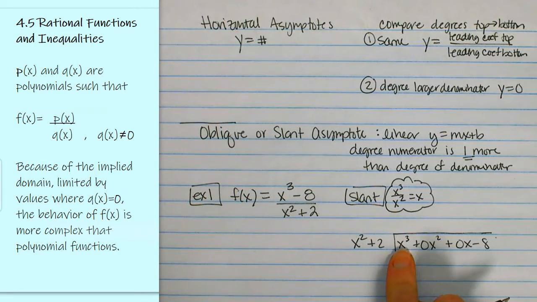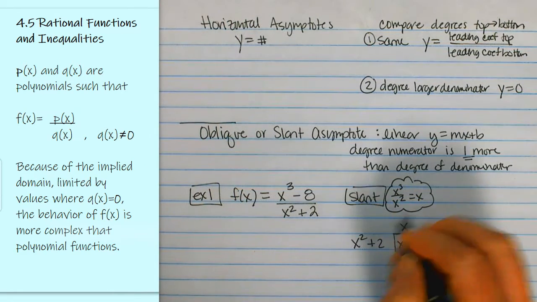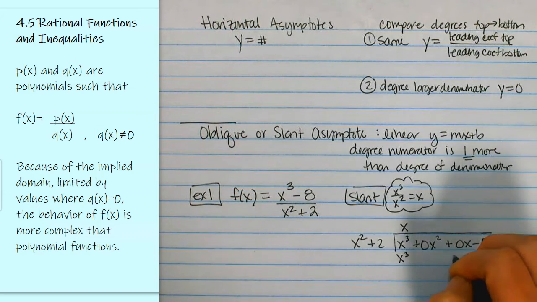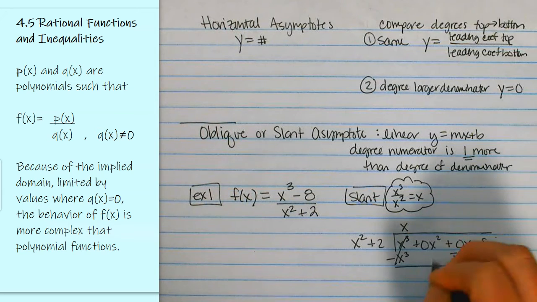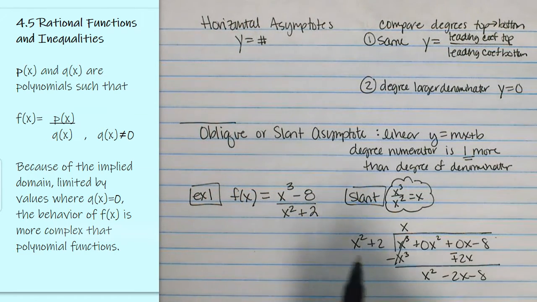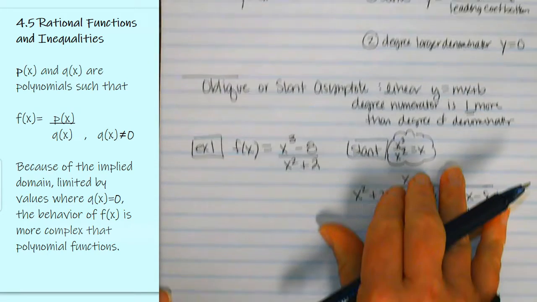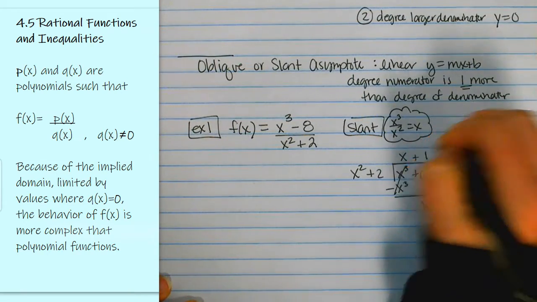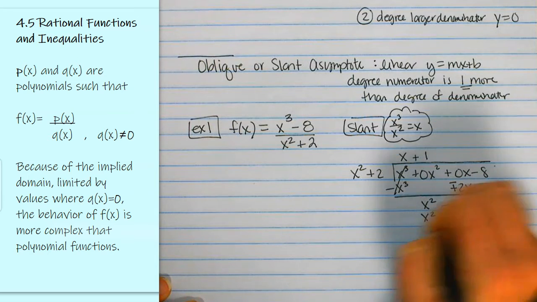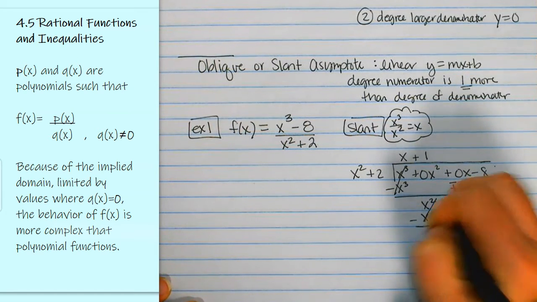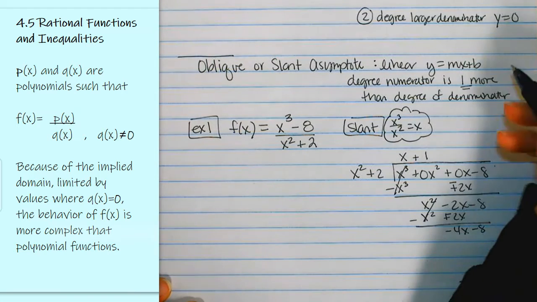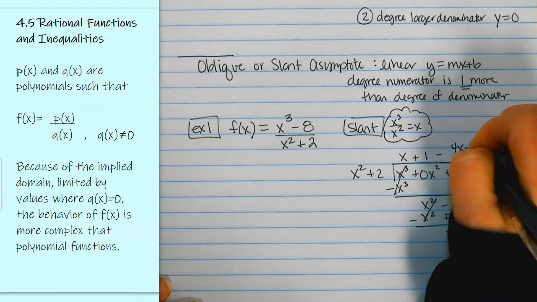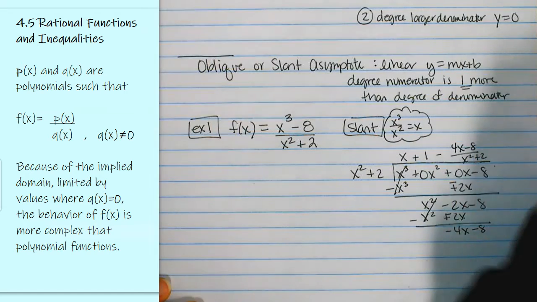x squared goes into x cubed x times. x times x squared is x cubed, plus 2x here, minus, cancel. Now I've got x squared minus 2x minus 8. x squared goes into x squared one time. x squared plus 2x, change the signs. These cancel. I've got negative 4x minus 8. So I have a remainder here: minus 4x minus 8 over x squared plus 2.